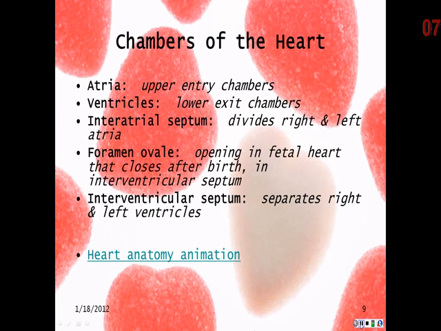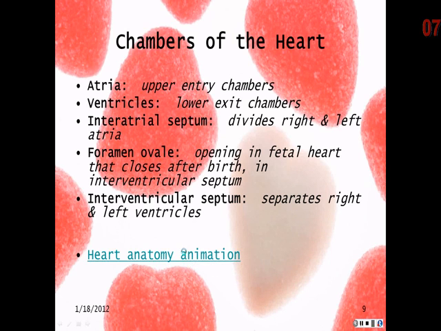The inner atrial septum divides the right and left atria. The interventricular septum divides the right and left ventricles. A fetus does not acquire their oxygen from the lungs, so there is an opening called the foramen ovale in the interatrial septum, which allows blood to bypass the lungs. This hole closes at birth with the first breath. If it does not close, it is referred to as a patent foramen ovale.